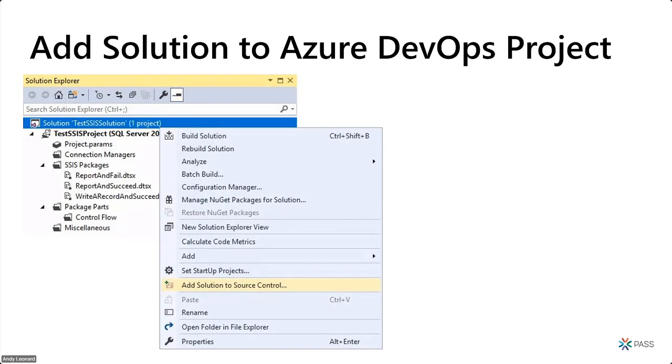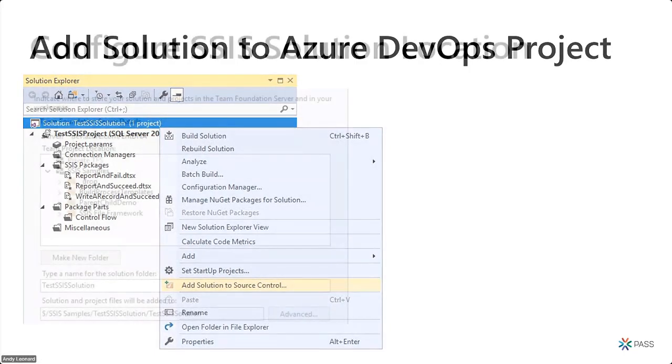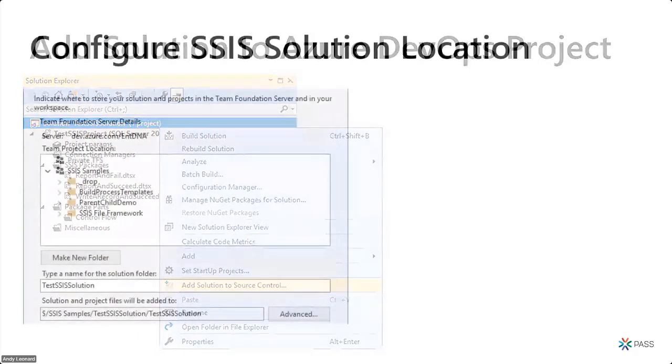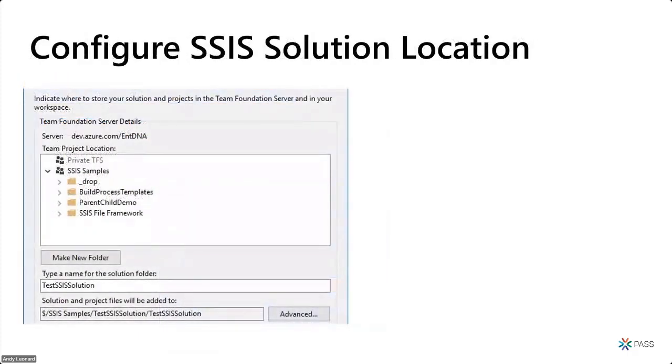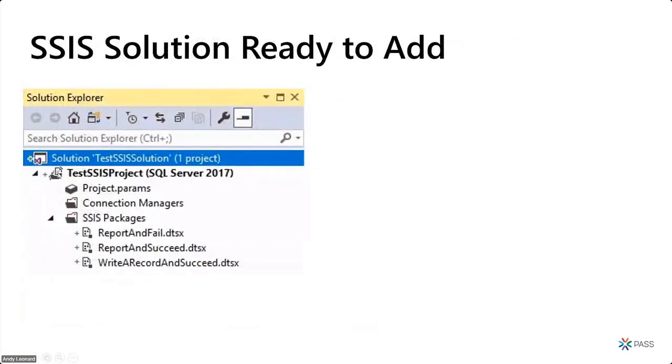Here I'm adding my solution in Visual Studio. The solution already exists. I'm going to add it to source control. I'm going to put it into that SSIS Samples project. And here I am in the SSIS Samples project. I'm going to make a new folder down here. When I type the name of it, it's actually going to create it. And once I'm done with that, then Solution Explorer looks like this.